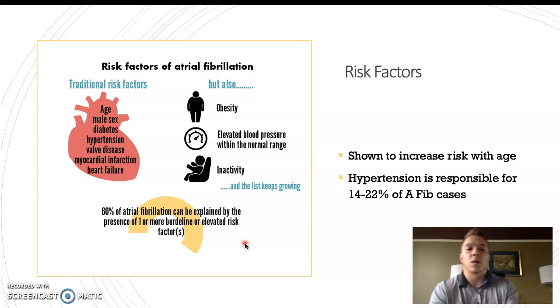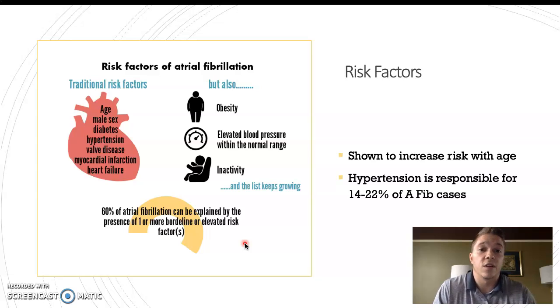A couple risk factors that go into atrial fibrillation. So as we already said, age is probably the number one risk factor. Sex, which we see men and women have it. So diabetes, hypertension, valve disease, heart attacks or heart failure, and then other things such as obesity and activity.